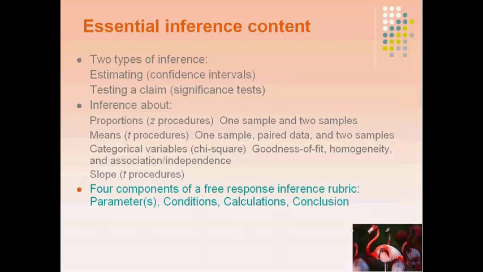Until last year, it had always been the case that on inference questions that focused on a confidence interval or a significance test, each of those 4 components was awarded one of the 4 points on the holistic rubric.